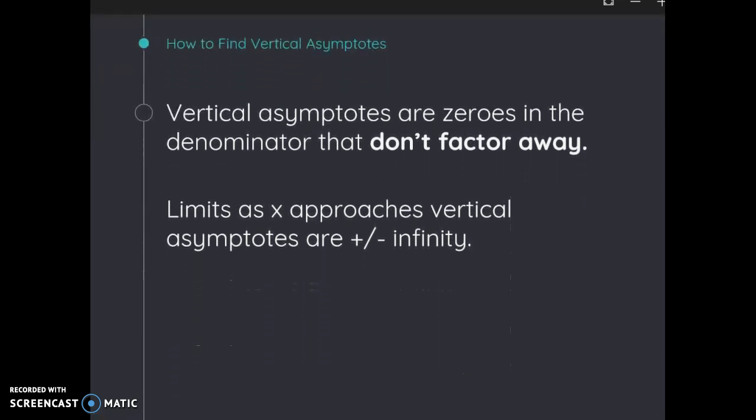Okay, so we're going to start with vertical asymptotes. Vertical asymptotes are zeros in the denominator that don't factor away. When we've been studying limits, we have been factoring away zeros in the denominator when we get something like 0 over 0. But for vertical asymptotes, you're going to have some number that's not 0 over 0, and that's when you know you'll have a vertical asymptote. The limits as x approaches vertical asymptotes are going to be positive or negative infinity, and your main job when looking at those limits is to decide which one it is, whether it's positive or negative infinity, or whether as x approaches that vertical asymptote from both directions, the infinities might be different as well.